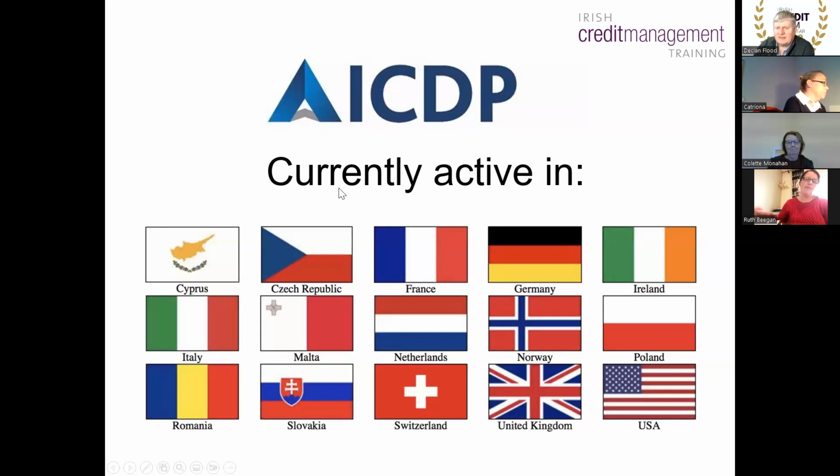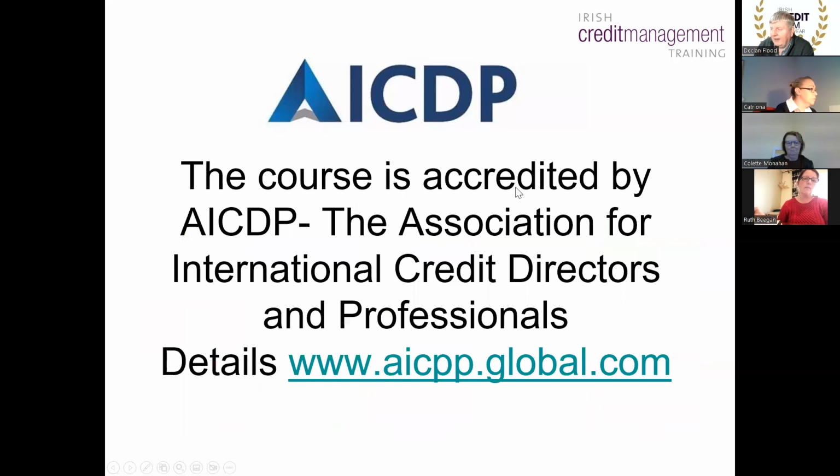So what you do is you join, and I can send you the details on joining, and you'll be kept up to date with what's happening in the world. They do economic updates as well, and it's kind of interesting, and it's good to have a different source of knowledge. So AICDP is the International Credit Directors and Professionals, and we can send you out the details. Apply for membership, it's free, and then when you get your diploma, you get a diploma from AICDP, which is internationally recognized.